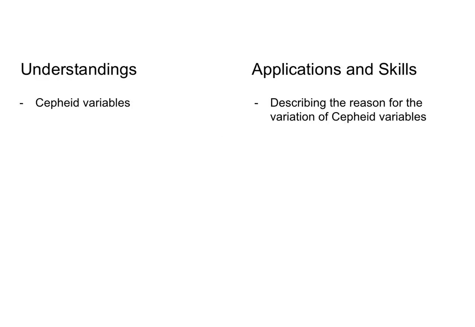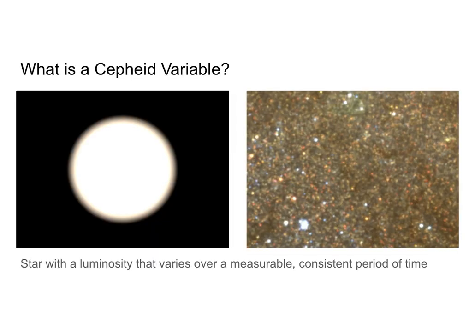So our understandings for this are Cepheid variables. Essentially, you should have a definition for the word Cepheid variable at the end of this, and you should be able to describe the reason for the variation of Cepheid variables, again, by the end of this video. A Cepheid variable is a star with a luminosity that varies over a measurable and consistent period of time.